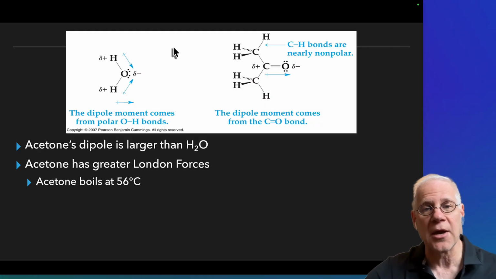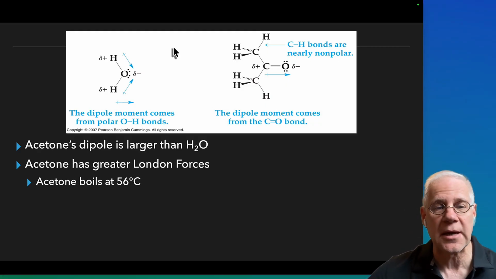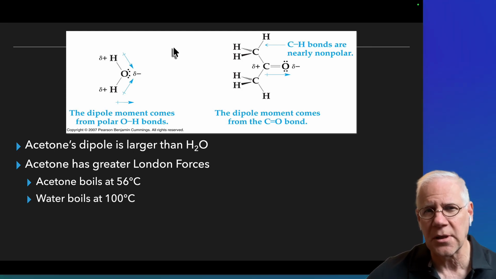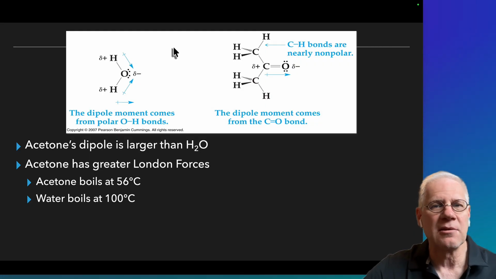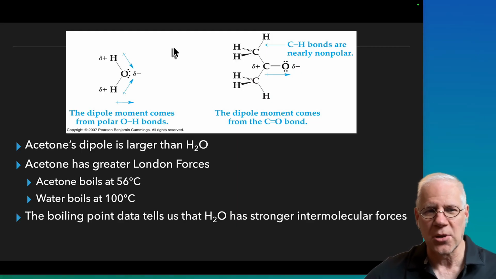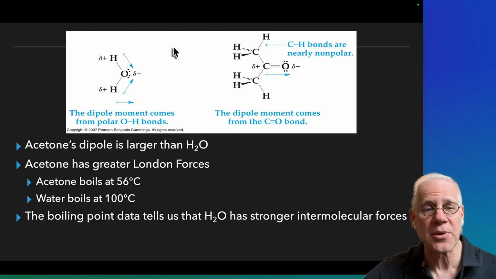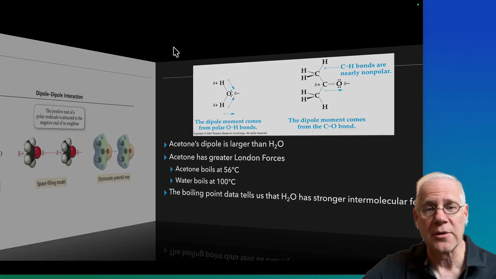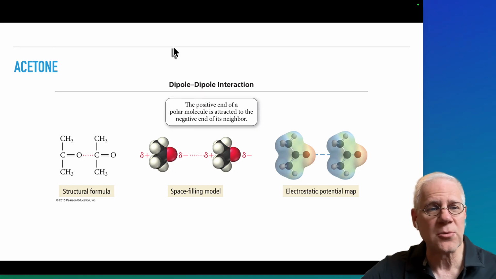However, if we start to look at boiling points, we see that acetone boils at 56 degrees Celsius and water boils at 100 degrees Celsius. And what this means is that the intermolecular forces between two water molecules are actually greater than the intermolecular forces between two acetone molecules. So those two things don't really jive together. The various intermolecular forces that come into play, your dipole and your London forces, for acetone are both stronger, and yet water has a higher boiling point. So let's see what's going on here.